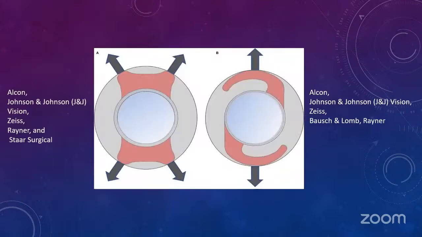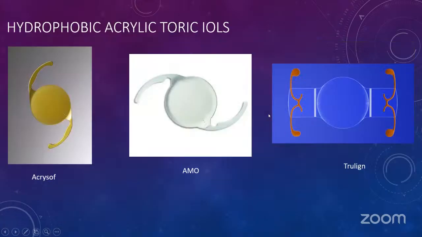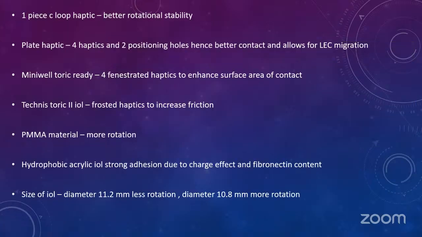to increase friction. So the first image is a Miniwell Toric IOL. We can see there are 4 haptics and positioning holes as well. And the Technis Toric 2 has frosted haptics. So frosted haptics or fenestrated haptics will increase friction and thus enhance more contact between the IOL and the capsular bag.